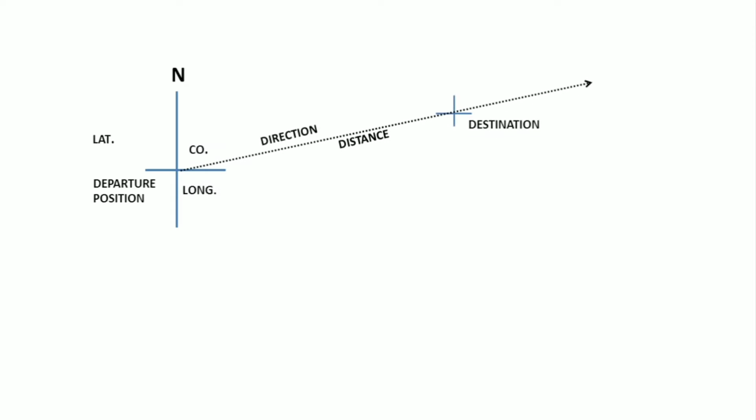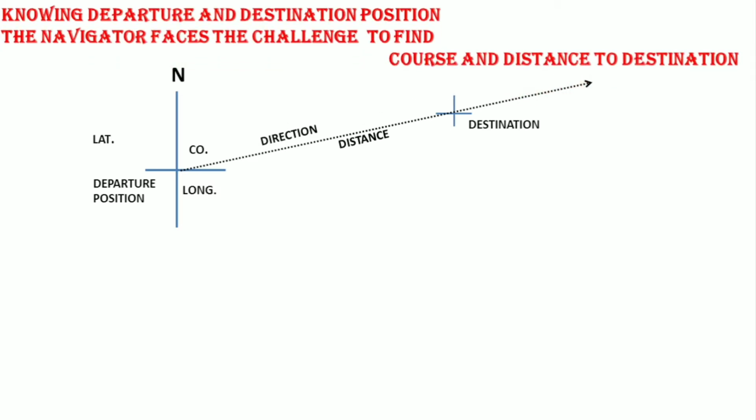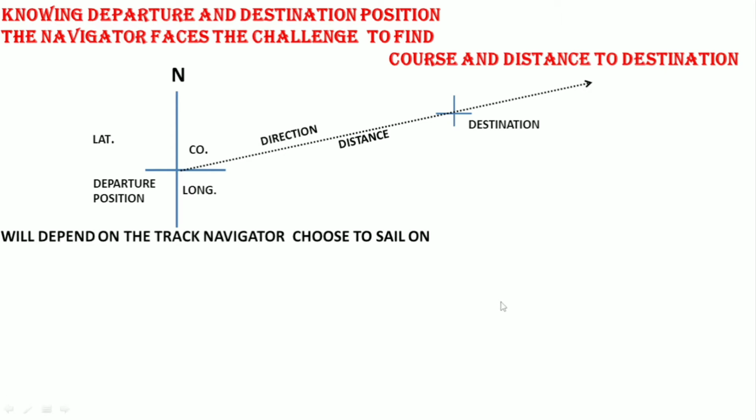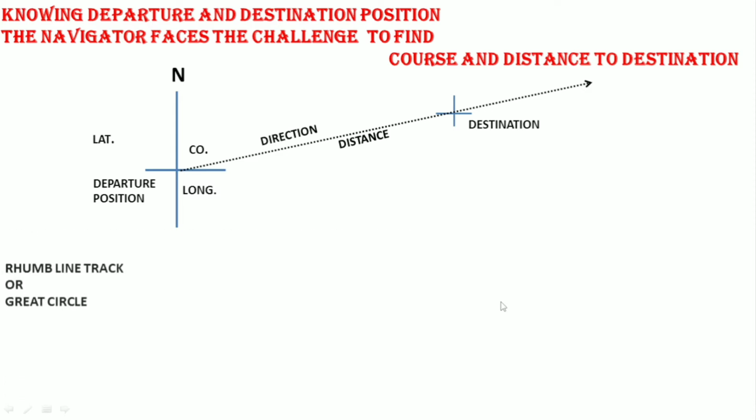Now that we know about positions, courses, distance, the problem we now face is to calculate our course and distance from our departure to destination. That would depend upon the track we will choose. We'll be talking about rhumb line track and great circle track.